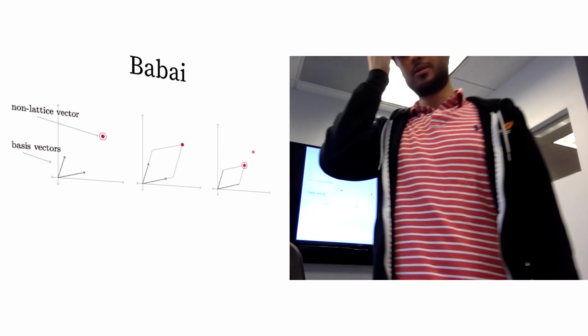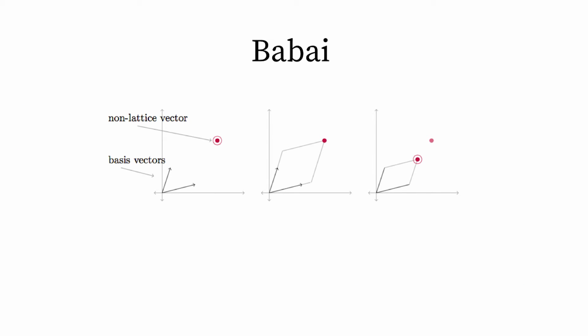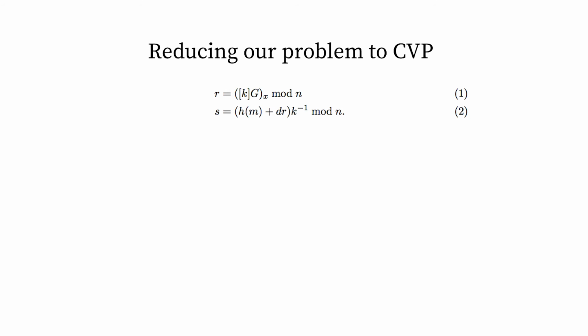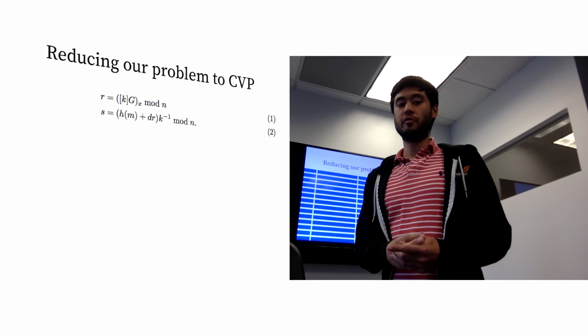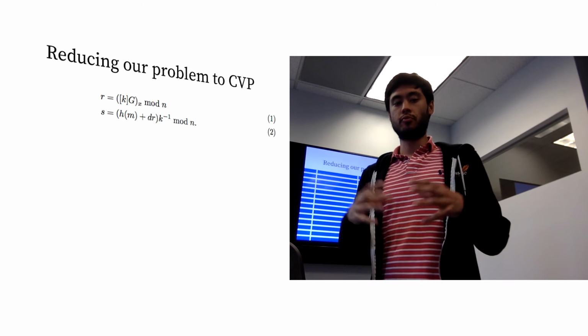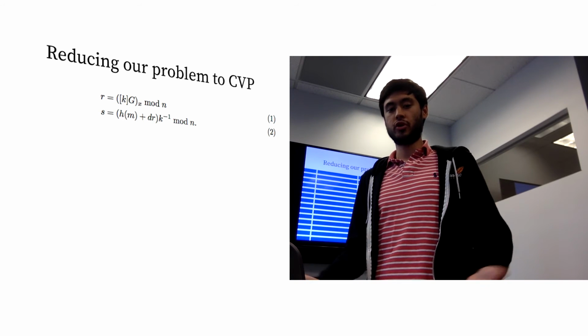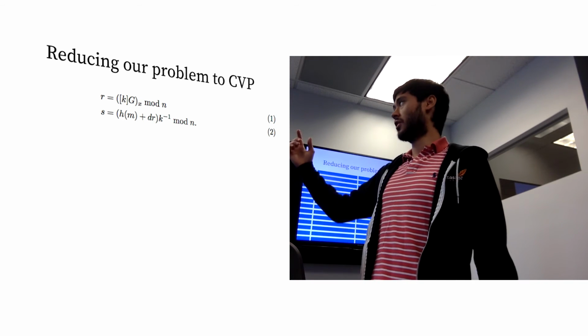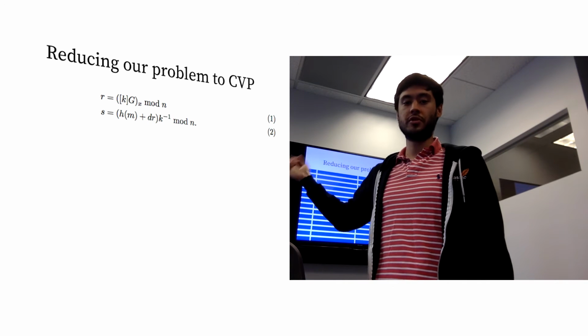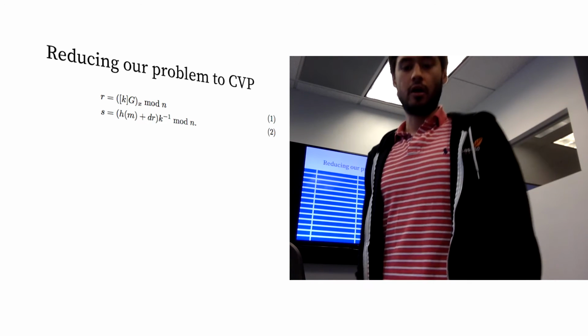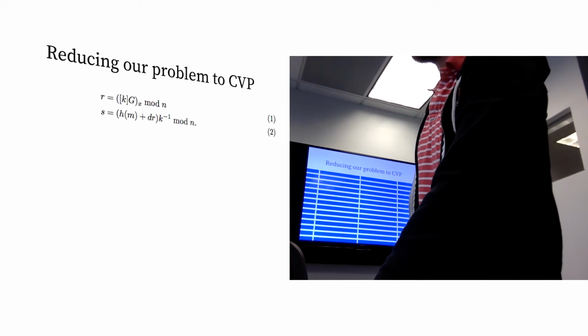All right, it's not very important how to solve this algorithm, but just know that we have algorithms that are kind of efficient to solve those problems. So remember, I have a bunch of signatures that are generated with small nonces, and I'm trying to find those nonces. And I want to reduce the problem of finding those nonces from a bunch of signatures with small nonces to finding a solution to the CVP, the closest vector problem. So I'm going to show you how to do that.